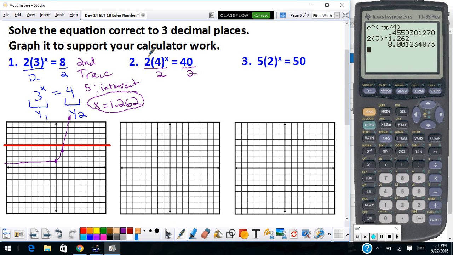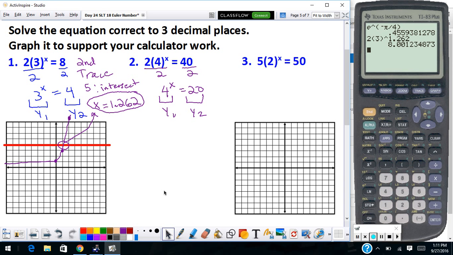So obviously number 2, the first thing we're going to do is divide both sides by 2, and that gives me 4 to the x equals 20. Now I'm going to put this in y1. I'm going to put 20 in y2. Actually, I don't really want the grid for this one because it's hard to see. And I'm going to have a growth curve, and I'm going to have a line at 20.